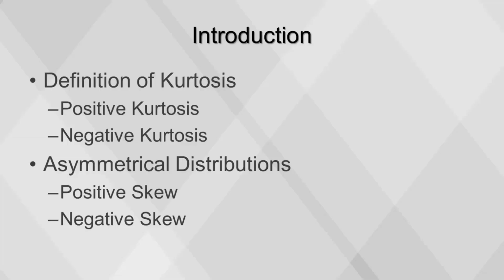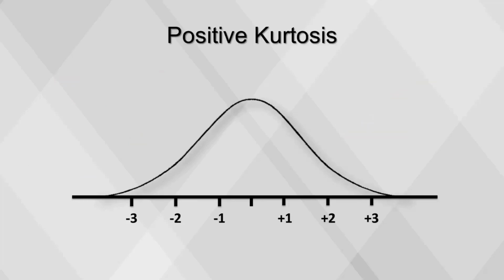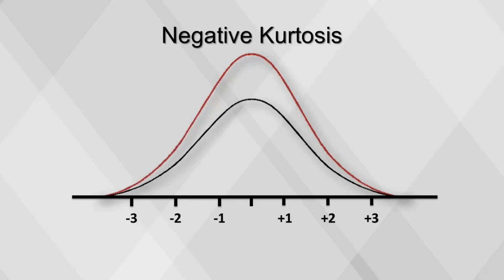This video will cover kurtosis, including a definition as well as positive and negative kurtosis, and asymmetrical distributions, including those of positive and negative skew. Kurtosis is the measure that describes the size of the tails in a distribution. A distribution with positive kurtosis contains fewer values in the tails than a normal distribution. A distribution with more values in the tails has negative kurtosis.